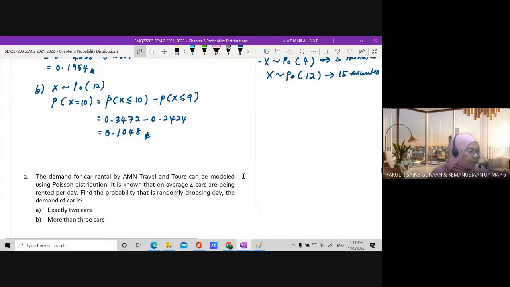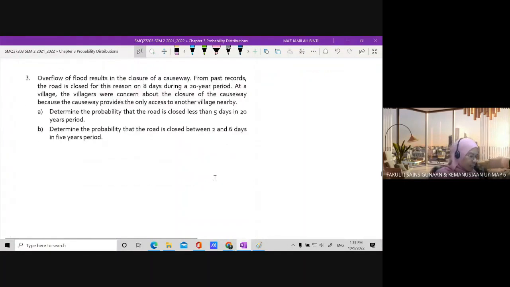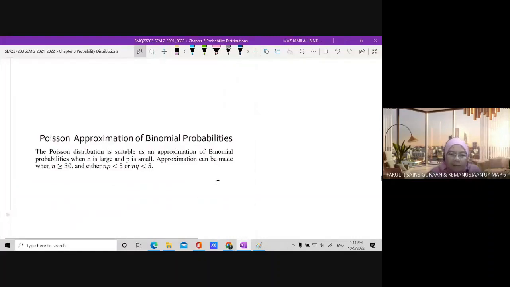Now, the last part before we move on Monday to the normal probability distribution, which will be the last distribution that we are going to discuss, is the Poisson approximation of binomial probabilities. We have discussed binomial. We know the characteristics of a binomial experiment. We can find the exact probability value for binomial, and the same goes for the Poisson probability distribution. Now, there are certain cases where you can do the approximation. By having a binomial problem, you can solve using Poisson approximation. And how does this become possible? Let us look at a few of the concepts.